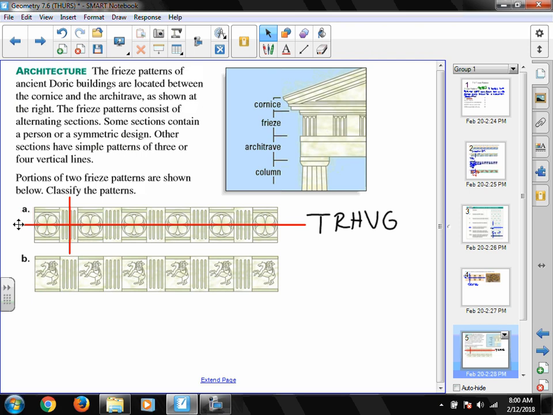Then part B, it looks like I just have the same image repeated over and over, meaning that the only frieze pattern that I have going on is just going to be a translation. Just moving the guy and the horse, everything faces the same direction, everything stays the same from one image to the next.